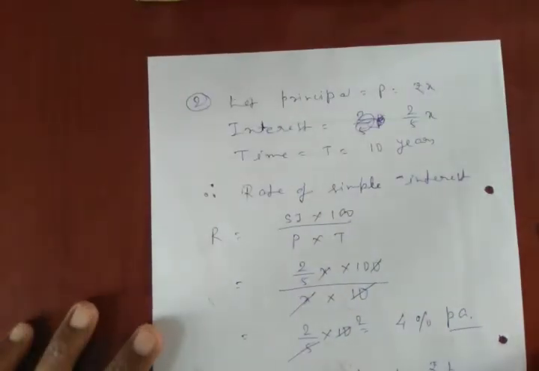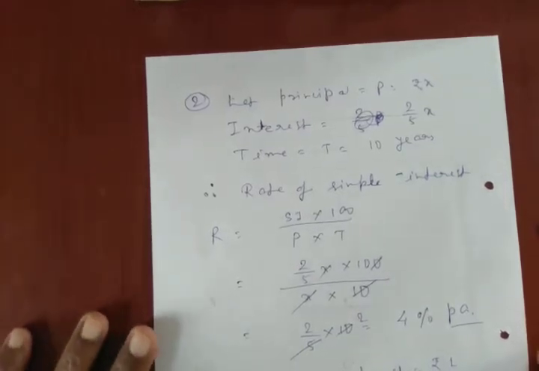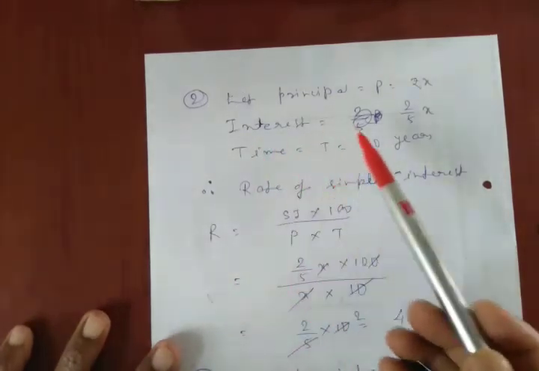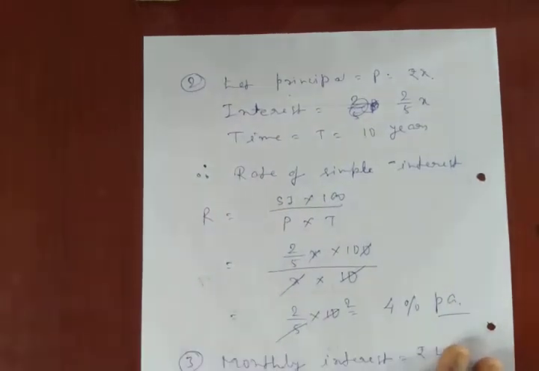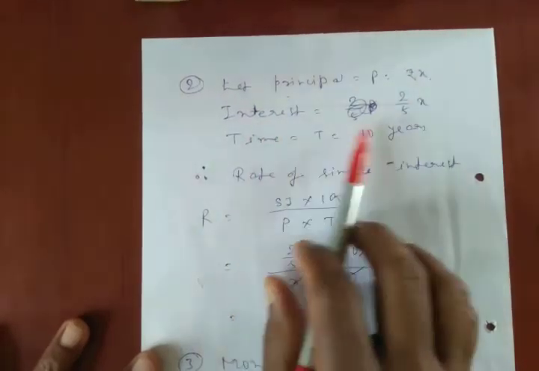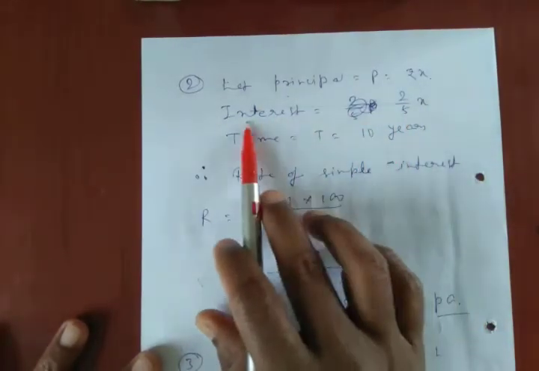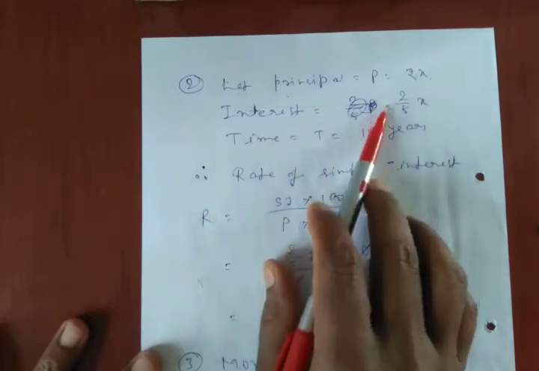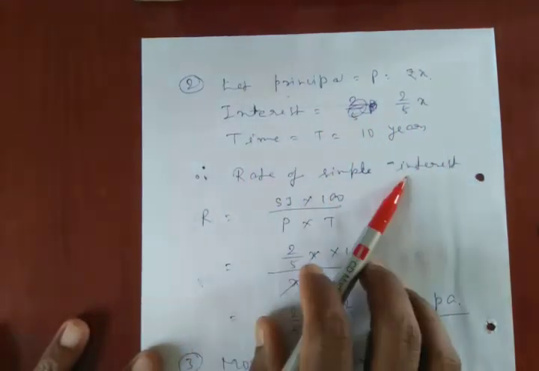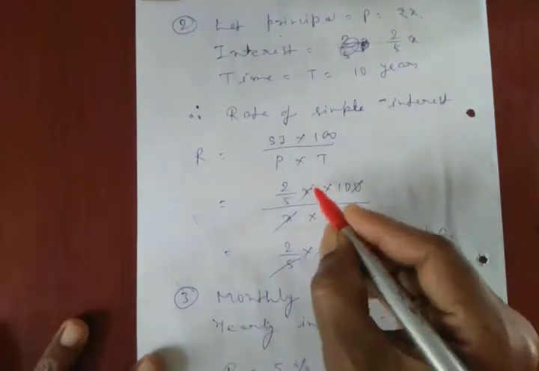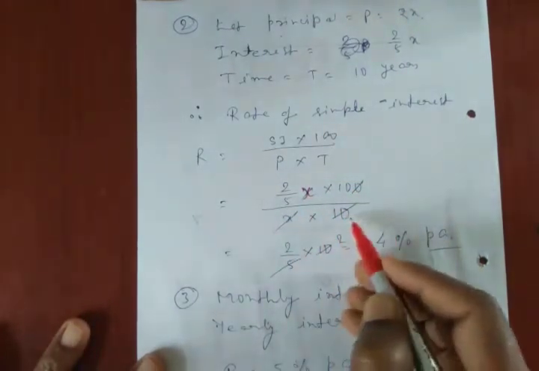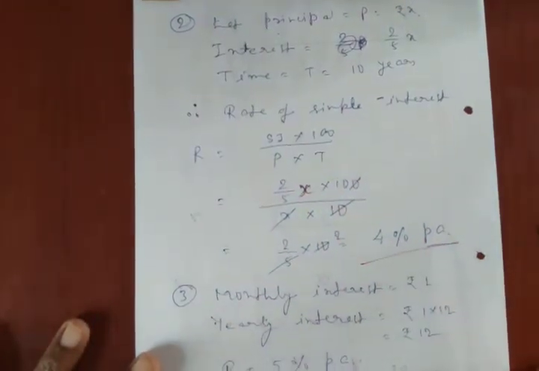Number 2 is, in this case, the interest of a principal in 10 years is given. Suppose the principal is rupees x, then the interest will be equal to 2 by 5 x, it is given, that is after 10 years the interest will be 2 by 5 x. And time is 10 years here, then find the rate of interest. R is equal to SI into 100 by P into T. So 2 by 5 x into 100 by x into 10. After solving, the answer is 4% per annum.